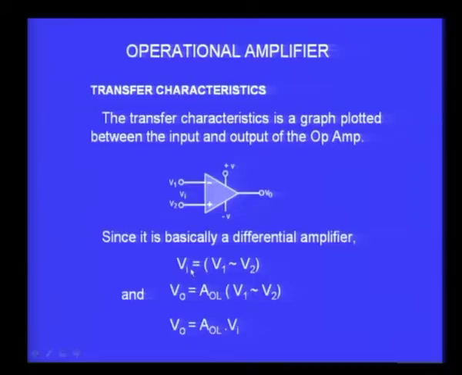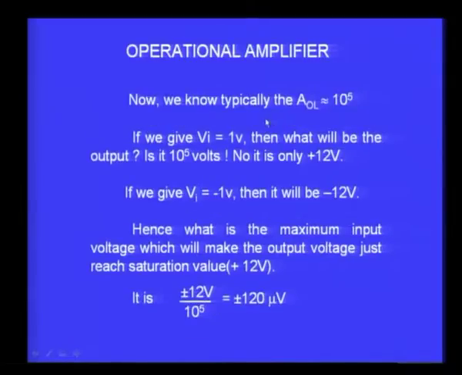Since it is basically a differential amplifier, Vi is equal to V1 minus V2, the difference of the two, and Vo is AOL, the open loop gain, multiplied by the difference. The AOL, the open loop gain of an operational amplifier, is typically 10 to the power 5, 100,000. So if we give Vi to be 1 volt, then what will be the output? AOL means open loop gain, and open loop gain means there is no feedback. So you would find the output should be 10 to the power of 5 volts. Can I get 10 to the power of 5 volts at the output by giving 1 volt?